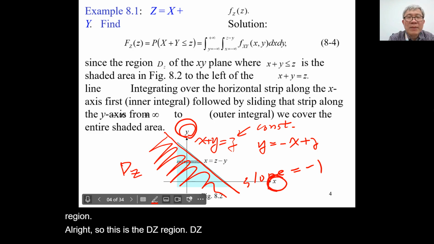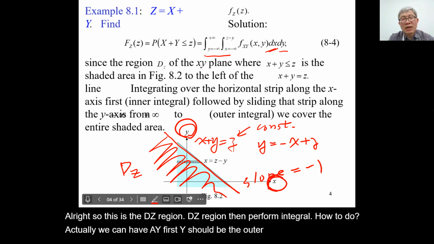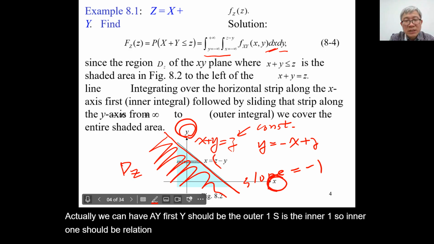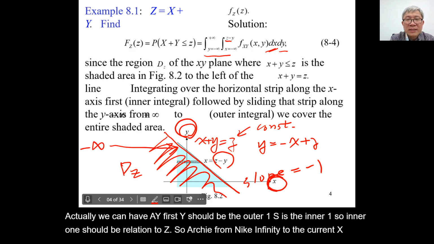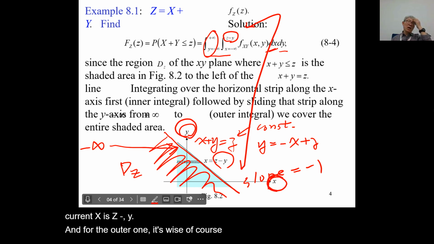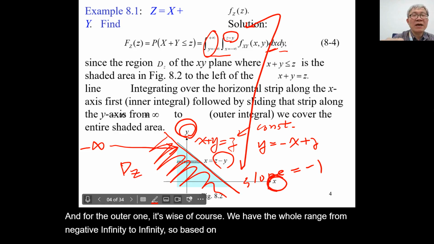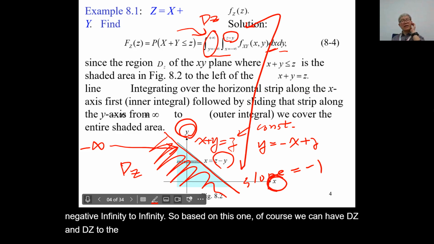Then we perform the integral over this region. Y is the outer one and X is the inner one. The inner one relates to Z, so it goes from negative infinity to the current X, which is Z minus Y. For the outer one, Y, we have the whole range from negative infinity to infinity. So this is the first example, the sum.